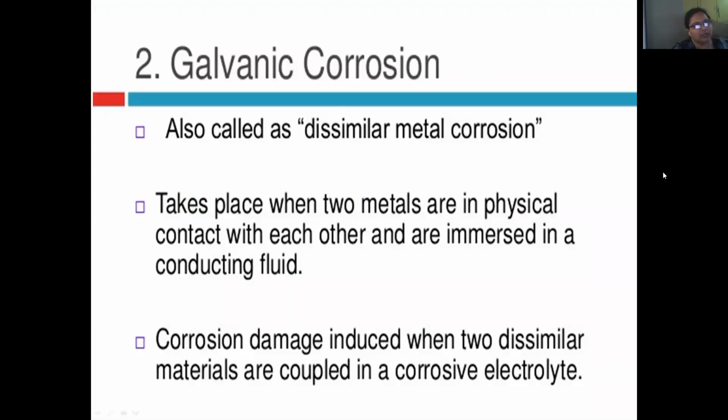So we know galvanic cell. It is called dissimilar metal corrosion. It takes place when two metals are in physical contact with each other and are immersed in conducting fluid. So corrosion damage induced when two dissimilar metals are coupled in a corrosive electrolytic solution, that is called galvanic corrosion. So galvanic corrosion compulsorily needs two electrodes and a corroding solution.